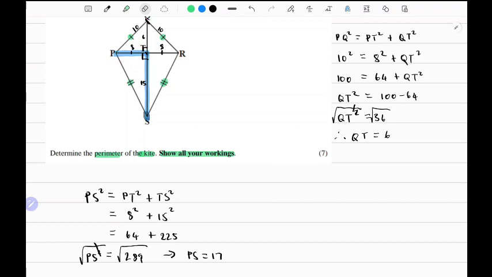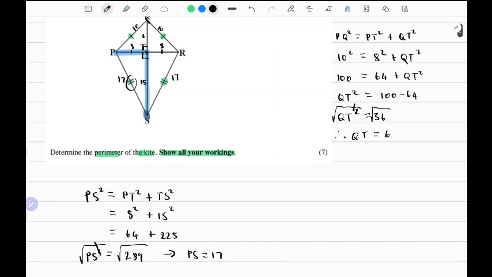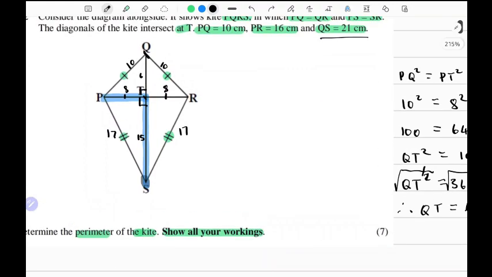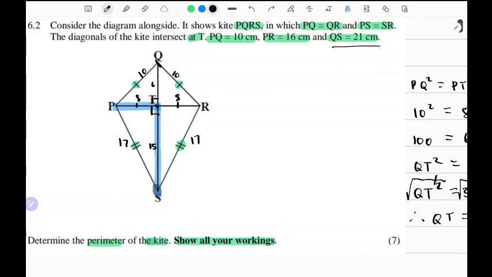We can note that on our diagram that PS is 17. So this means that SR is also 17, because the adjacent sides are equal for a kite. So now we have all the exterior sides. So now we can find the perimeter. So we can say the perimeter, just add all the sides. It's 10 plus 10 plus 17 plus 17.